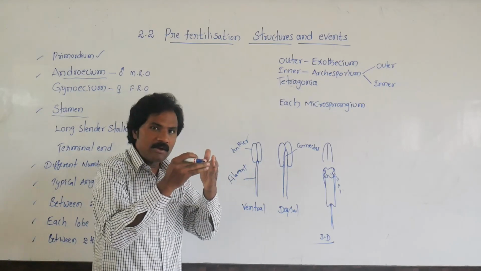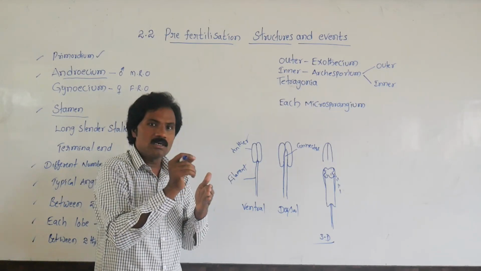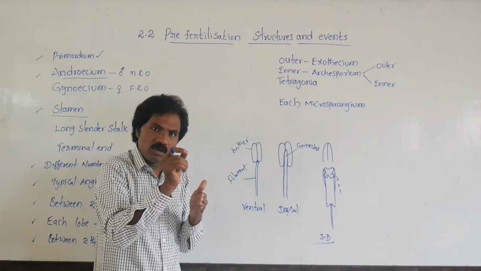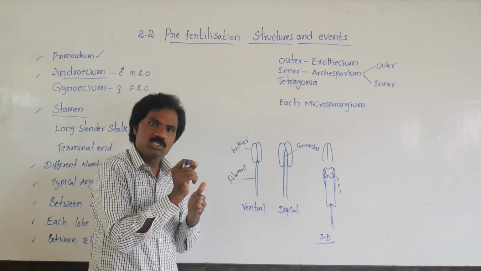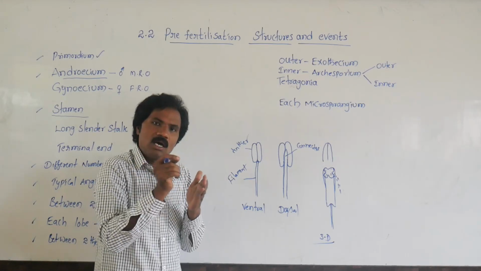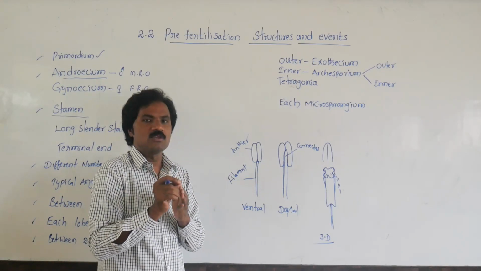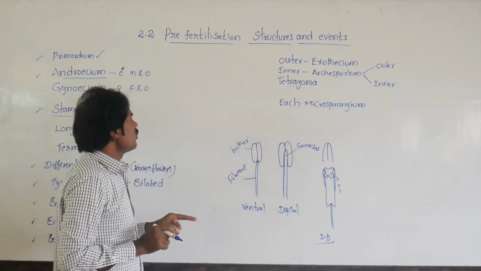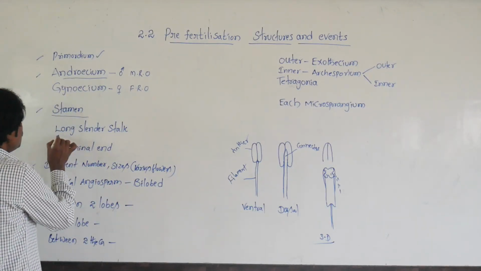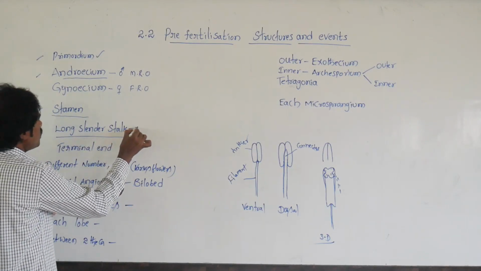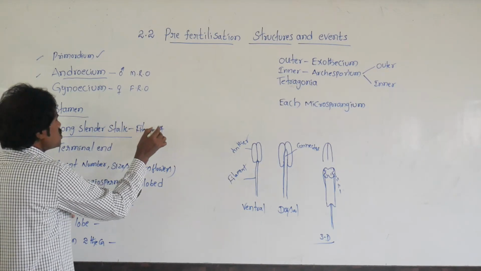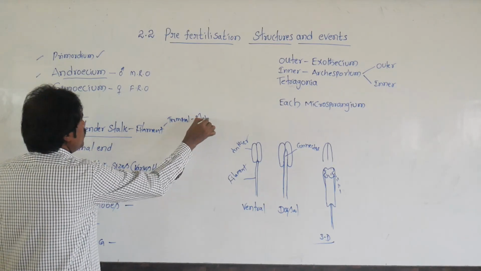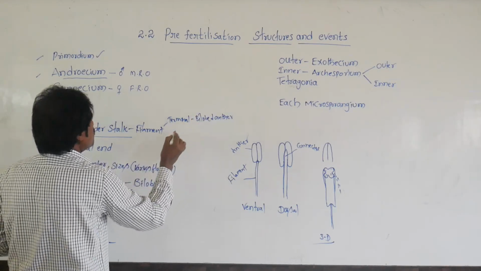This is important related to mismatching: long slender stalk, hyphen, filament; long dithecous, that means bilobed, hyphen, anther, short bilobed anther, like this. Among these, a short bilobed anther is present. Another very important point: this long slender stalk we call as filament, and as I said, at the terminal it has a bilobed anther.